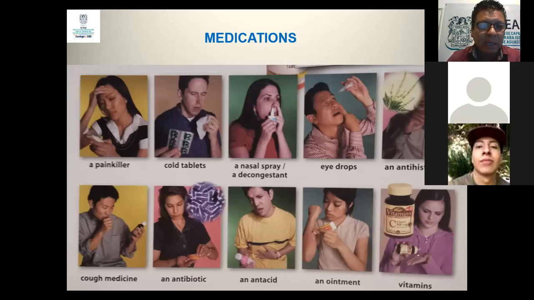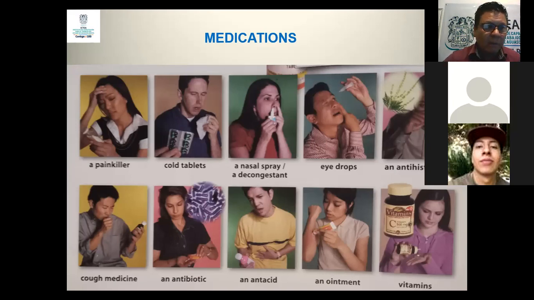A nasal spray. A decongestant. Eye drops. An antihistamine. Cough medicine. An antibiotic. An antacid. Okay. An ointment. Vitamins. Okay. According to these vocabulary words about medication.